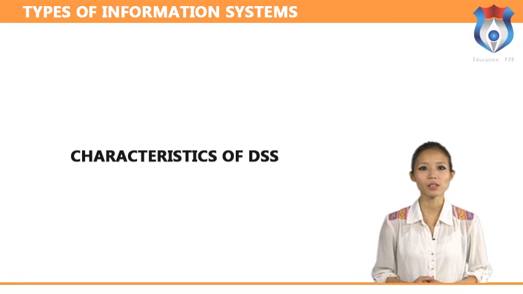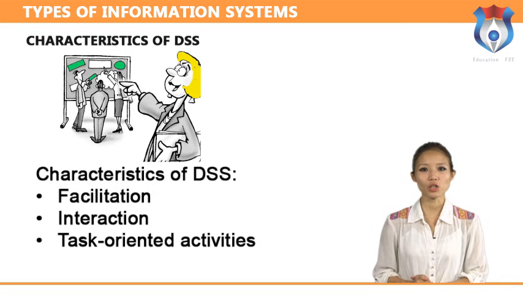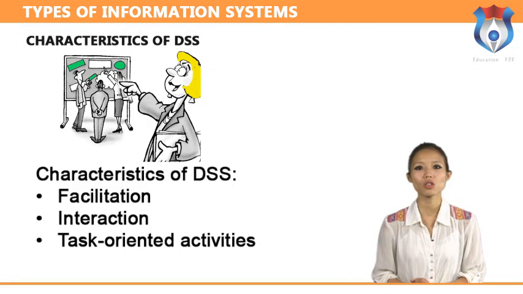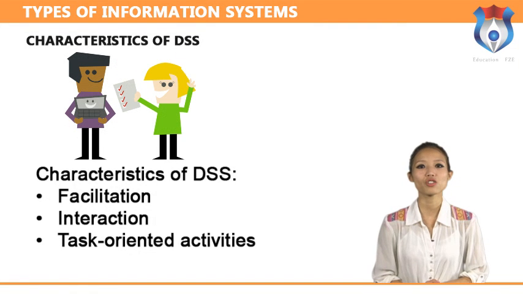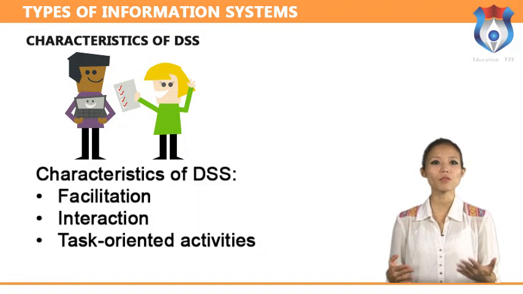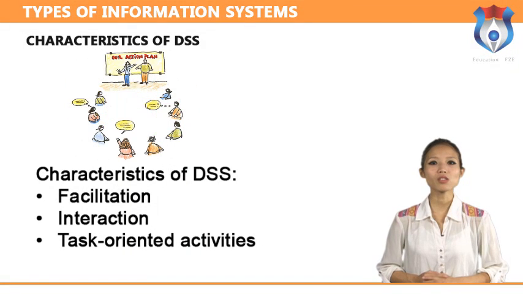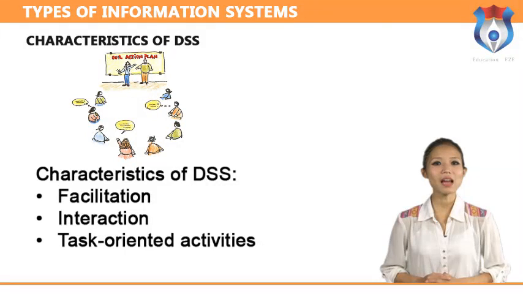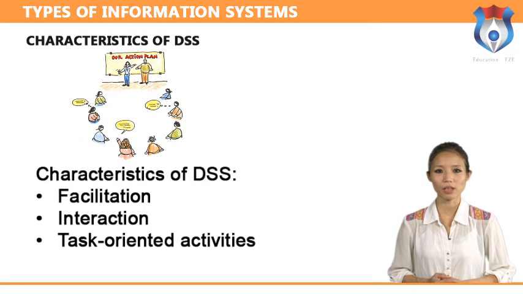Characteristics of DSS. Common characteristics of decision support system include facilitation, which helps ensure the system provides the correct data and information for upcoming decisions. The decision-making activities and processes must coincide when using a support system. Interaction. When multiple individuals are able to access the software and input information for the decision-making process, interaction occurs. Task-oriented activities means that the support system can handle more than one activity at a time, which is essential.